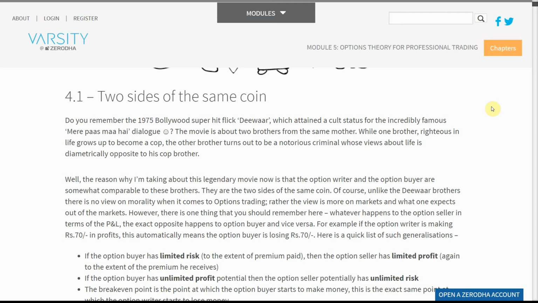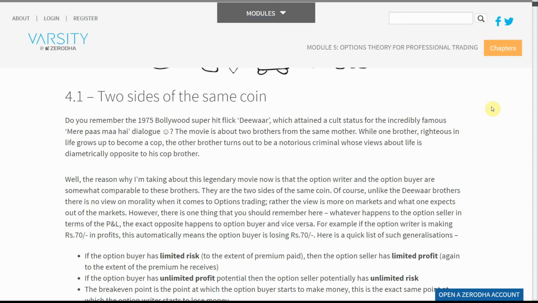Well, the reason why I'm talking about this legendary movie now is that the option writer and the option buyer are somewhat comparable to these brothers. They are the two sides of the same coin. Of course, unlike the Diwar brothers, there is no view on morality when it comes to options trading. Rather, the view is more on markets and what one expects out of the markets.